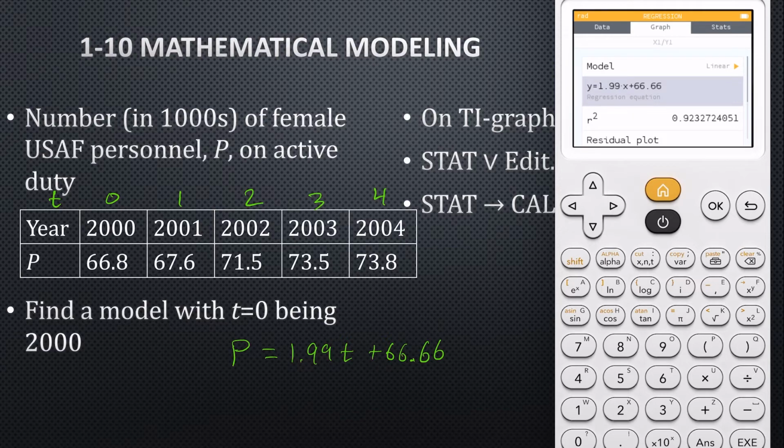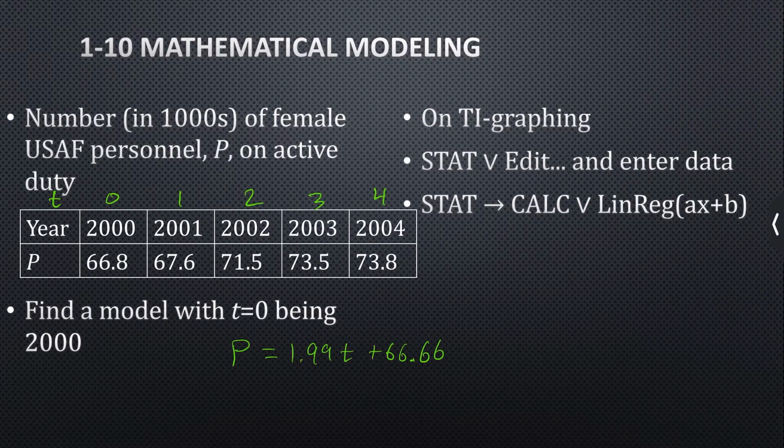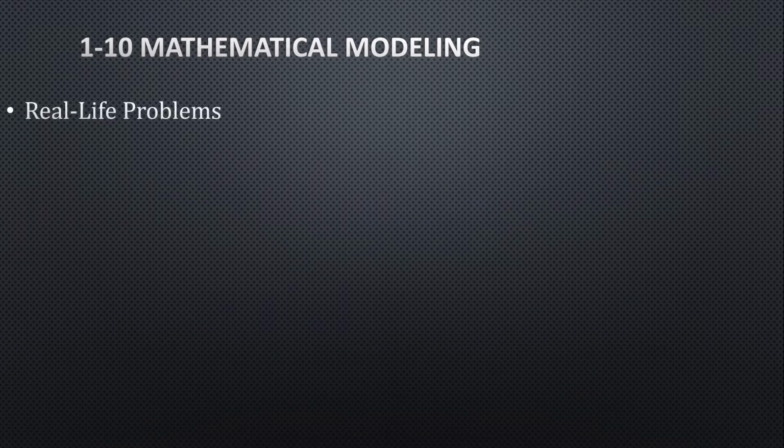From that, we could predict how many female personnel would be in the Air Force in some future years. In real-life problems, this is done sometimes, and it's often used to find the rate of change. How quickly is the number of Air Force personnel changing, or something like that? The slope of the line is your rate of change, so that's usually what we're looking at as the most important. How quickly is it changing? Another important thing is to what extent our model is useful.